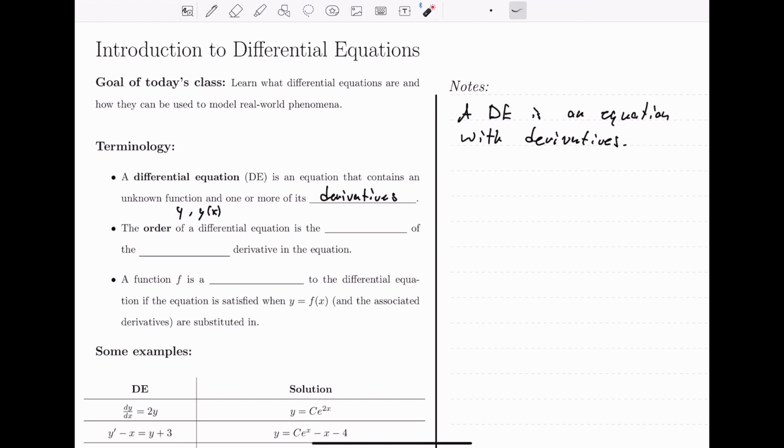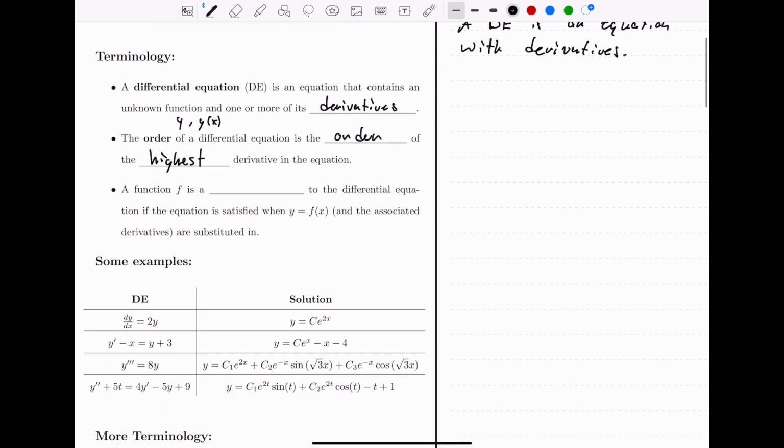The order of a differential equation is the order of the highest derivative. Now we're familiar with mostly first derivatives, but we could also take second derivatives like f double prime or third derivatives, really as many as we want. And if we look at the differential equation, the order is the highest derivative. So here's a few examples of differential equations.